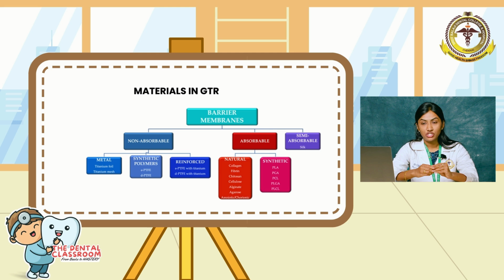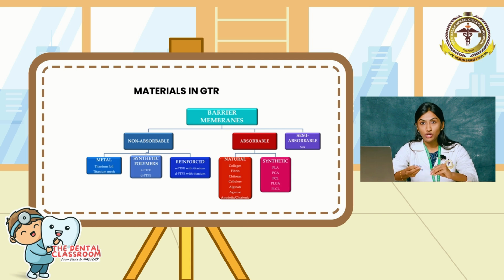So what are the materials which are used in guided tissue regeneration or guided bone regeneration? There are 2 types of materials. One is non-absorbable and the other absorbable. Non-absorbable materials have various types like metal, polymer based, or a combination of polymer and metal based, which are called reinforced types of materials. One main disadvantage of non-absorbable membrane is it needs a second stage surgery for removal of the membrane after the 4 to 6 weeks of healing period. So we have to take the membrane out after its function. That requires a second stage surgery, which may not be comfortable for the patient.